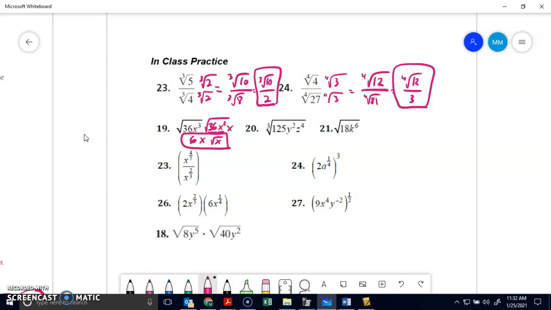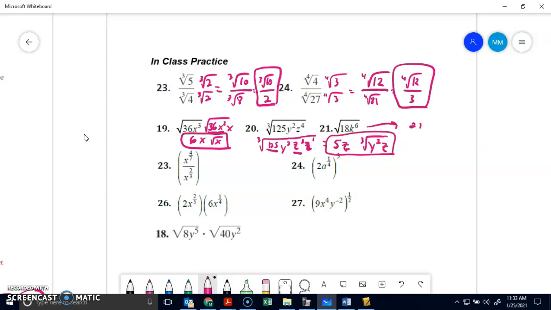The 20 is the same way. This is already perfect. 125 is perfect. Y squared can't become perfect, but z can be broken up, 3 z's and 1 z. So what I end up with is 5. Y squared is not perfect, so it stays inside. Z to the third, 3 divided by 3 is 1. And z to the first is trapped inside. And that's the final answer.